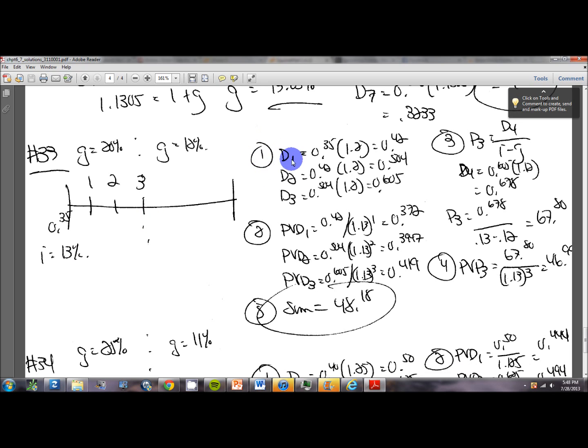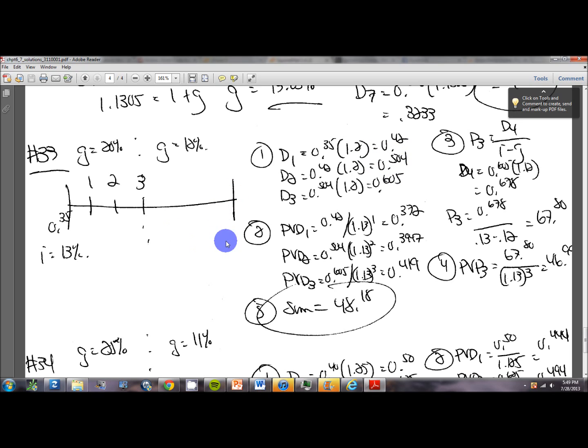Your first step is finding the dividends during the abnormal growth period, which is 1, 2, and 3. So we find D1, D2, and D3. Again, it's simply equal to the preceding dividend times 1 plus G. That gives us these 3 numbers right here. These are our 3 dividends, 1, 2, and 3.